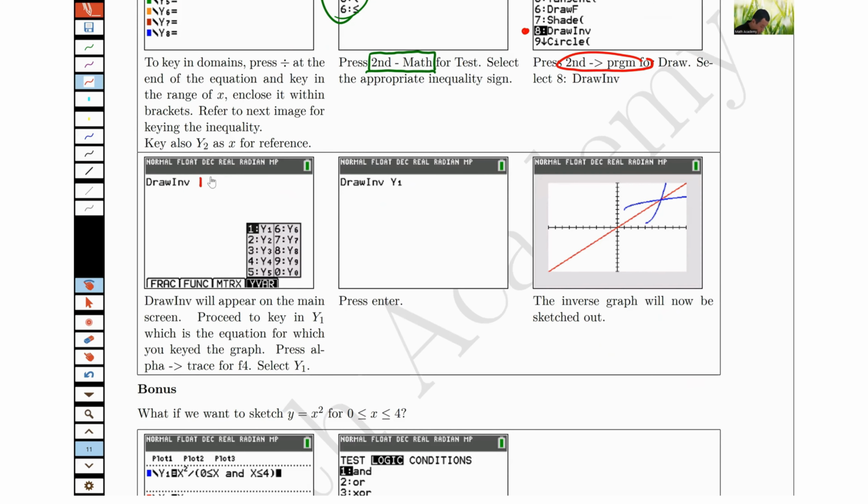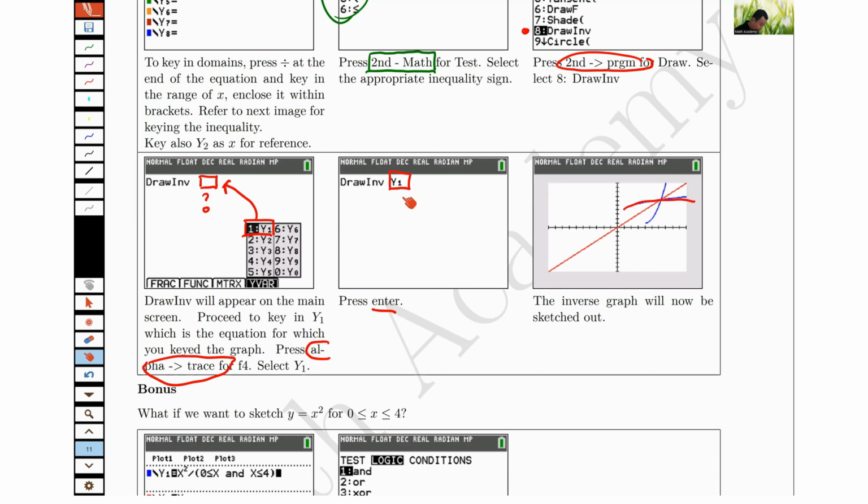Draw inverse needs you to indicate a particular graph you want to draw the inverse for, which means which graph did you key in under your Y. If you key at Y1, you should indicate Y1. So how to get this to appear to indicate Y1, you press this alpha trace. Alpha trace will get this menu to be popped up, and you can then select your Y1. This Y1 must appear. You enter, you will see that this graph will be drawn out without even you finding the inverse function. This is the inverse graph.